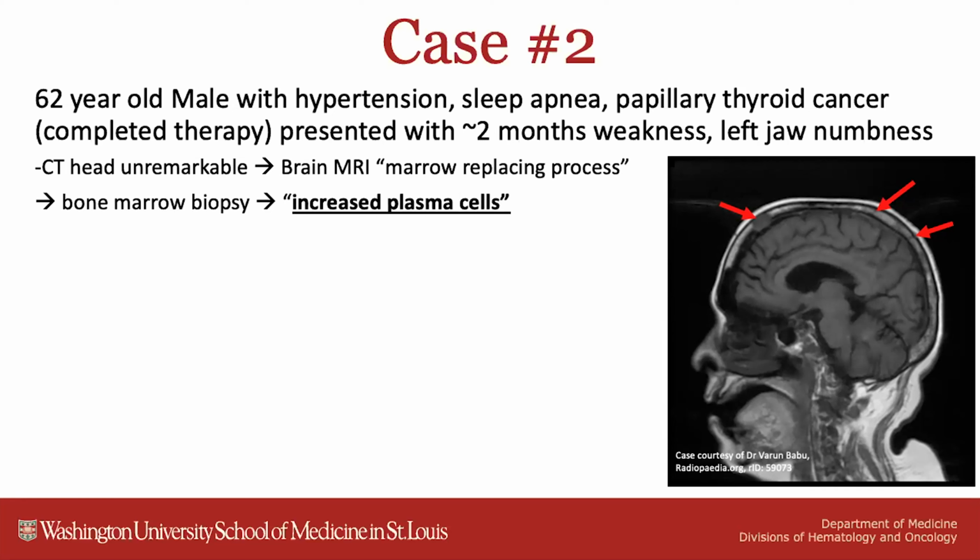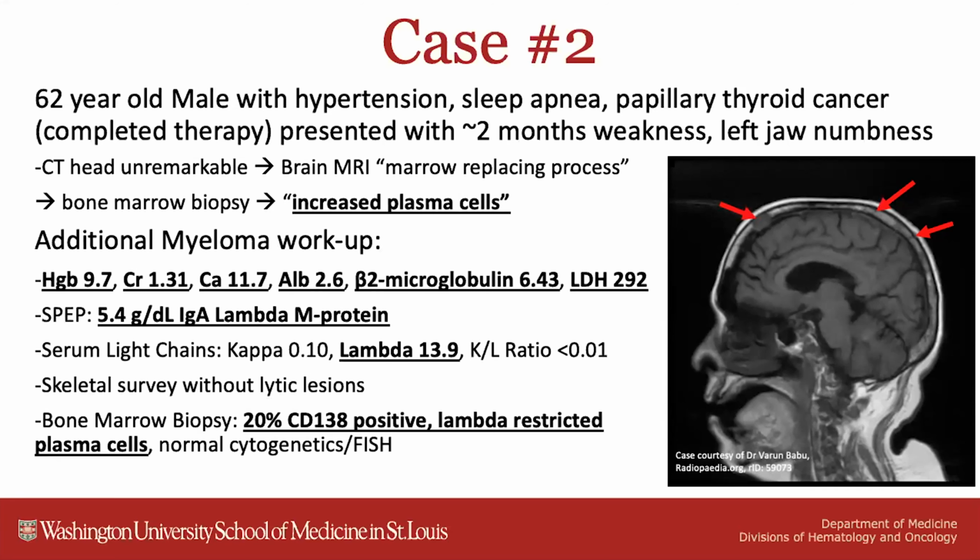So the patient underwent a bone marrow biopsy, and from the outside hospital report, we were informed that it showed increased plasma cells and no additional information otherwise. So this patient then got an additional myeloma workup, and I've highlighted and bolded the abnormal values for all of our viewers. So the hemoglobin was low at 9.7, creatinine mildly elevated at 1.31, calcium was elevated at 11.7 and was even higher when corrected for the low albumin of 2.6. And they had an elevated beta-2 microglobulin and LDH. Their serum protein electrophoresis showed a 5.4 gram per deciliter IgA lambda monoclonal protein, and they had a concomitant elevation in their lambda light chains with an abnormal kappa lambda ratio.